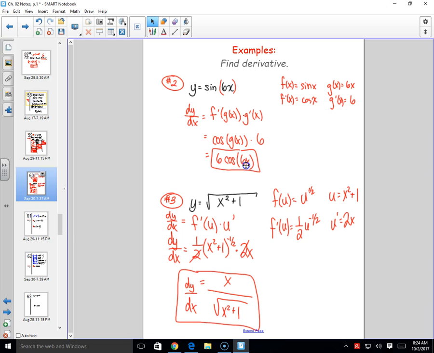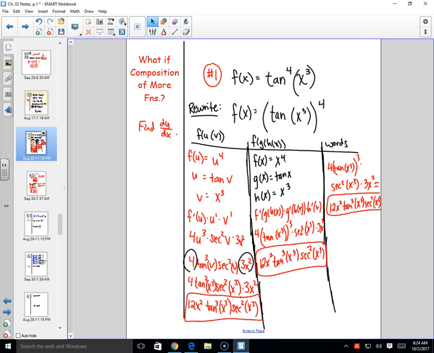Does that kind of make sense, guys? So same thing with the tangent to the fourth. The first thing we did was deal with block to the fourth. Bring down the 4, make it a 3, but we left all the inside there.